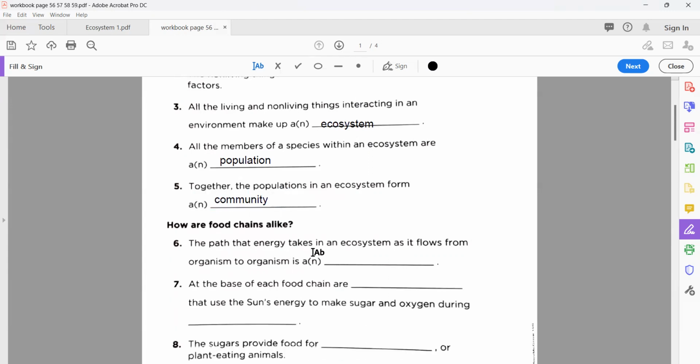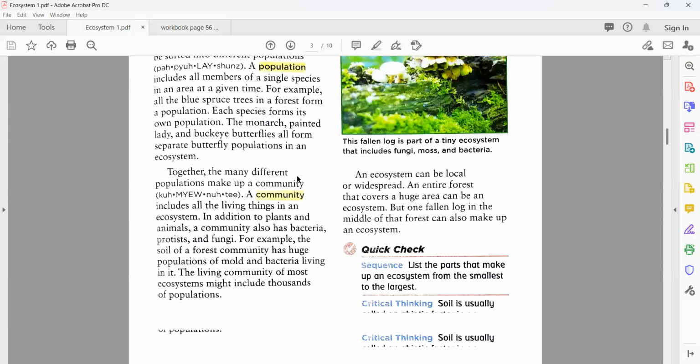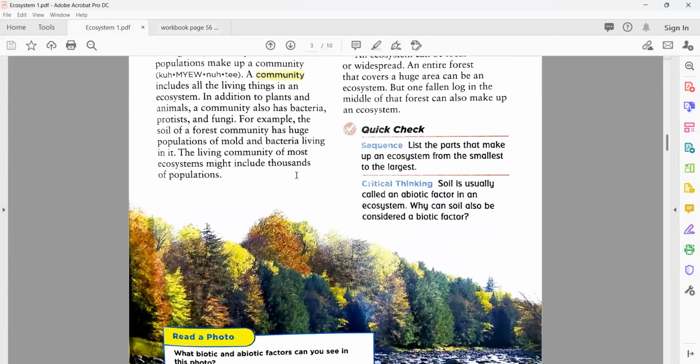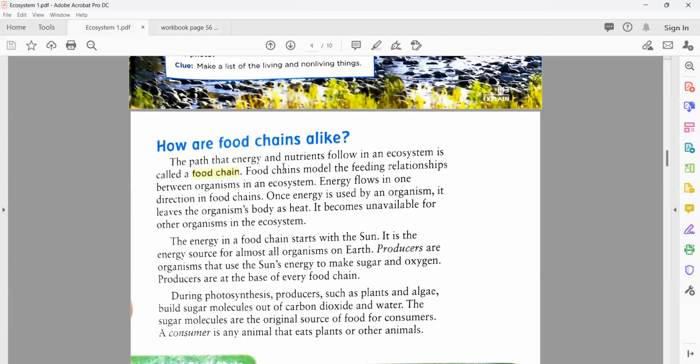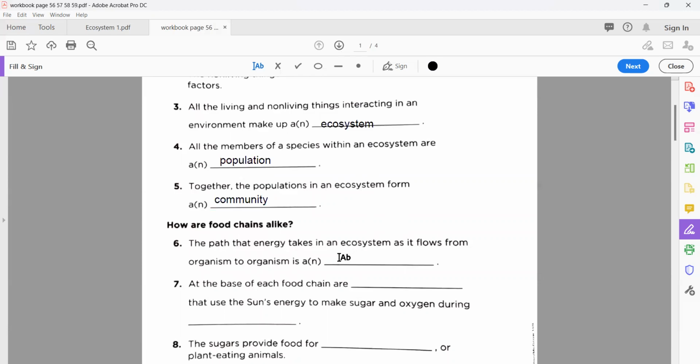The path that energy takes in an ecosystem as it flows from organism to organism is. Look at this one. Here we're going to discuss the path that energy and nutrients flow in an ecosystem. So you know very well the correct one here, number 6, the best option, is food chain. Yes, that's the correct one.